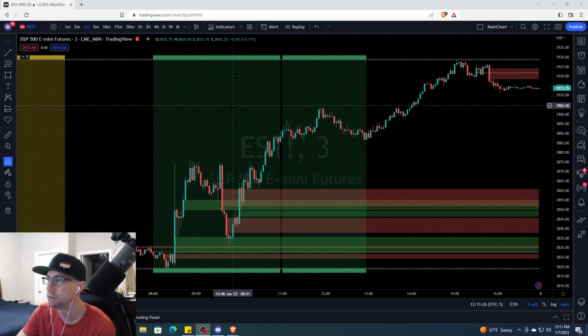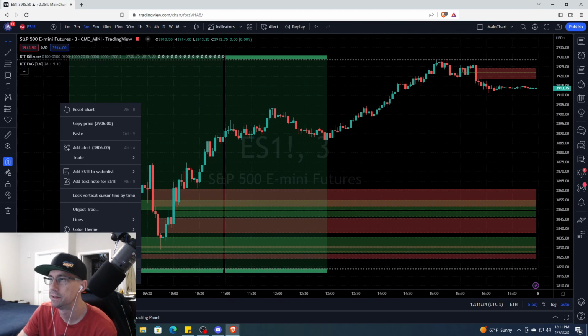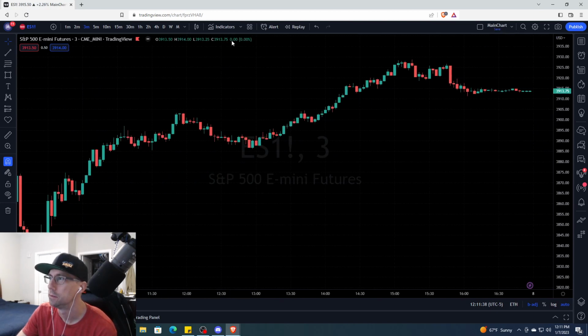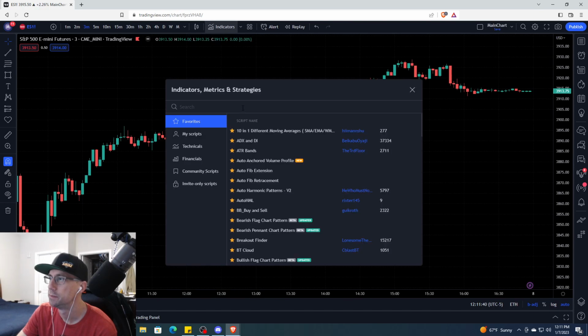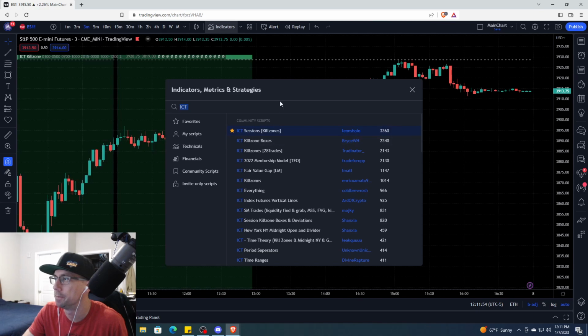So I'm going to show you these indicators. I'm going to remove them from my list, remove indicators, and we're going to go through them together. The first one is going to be ICT. Just type in ICT session. It's this Leon Sholo one. You're going to want to give it this little heart or favorite, whatever you want to call it, and then you're going to click on it and it brings that up.